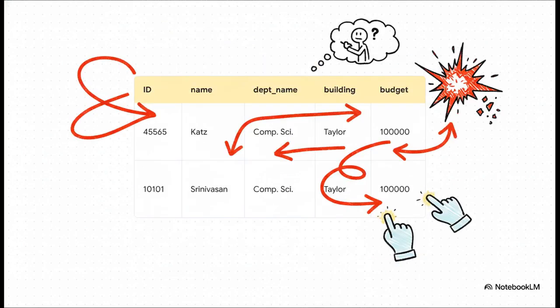But, even with a great blueprint, design problems can sneak in. Just look at this table. See how the details for the comp sci department, the building, the budget are repeated over and over again for every instructor? That's called redundancy, and it's not just messy, it is dangerous.